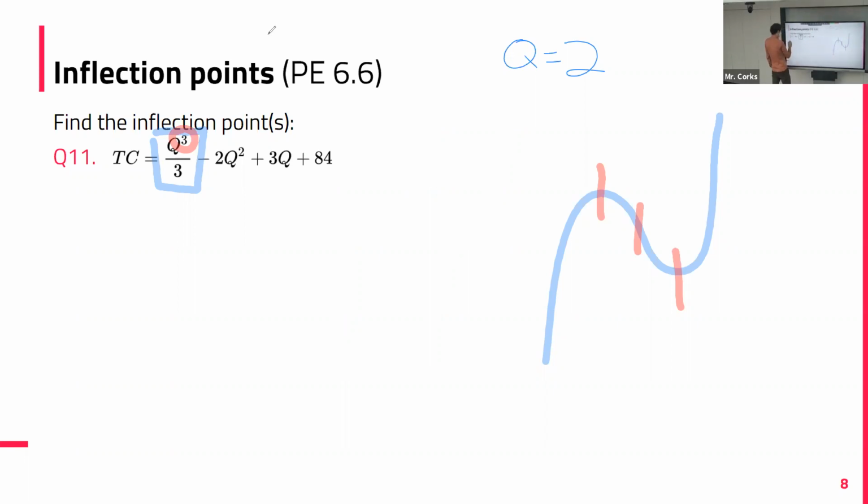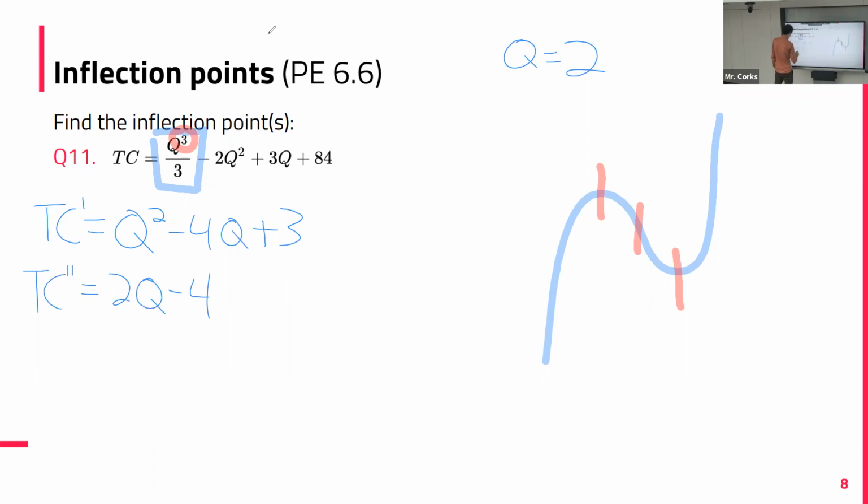So our first derivative, TC prime, is Q squared minus 4Q plus 3. And our second derivative, TC double prime, is 2Q minus 4. We set that equal to 0. So when our second derivative is exactly 0, 0 equals 2Q minus 4. Very easy to solve. Q equals 2.